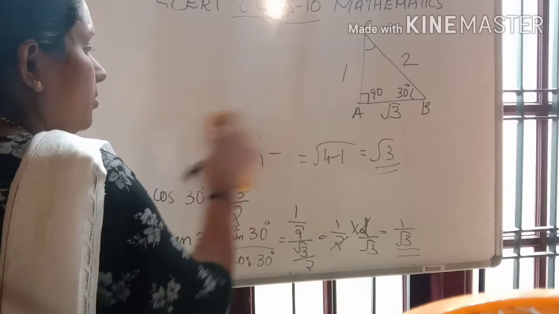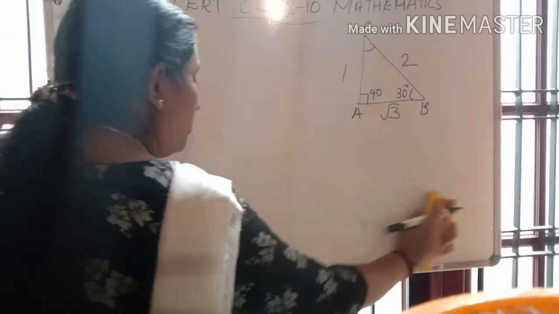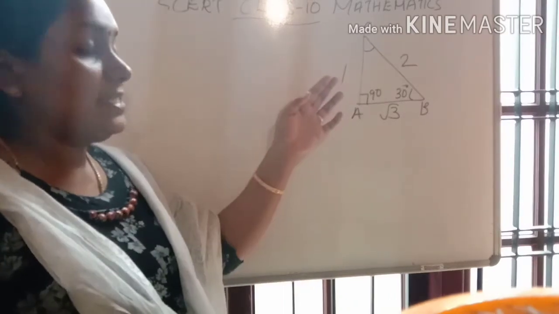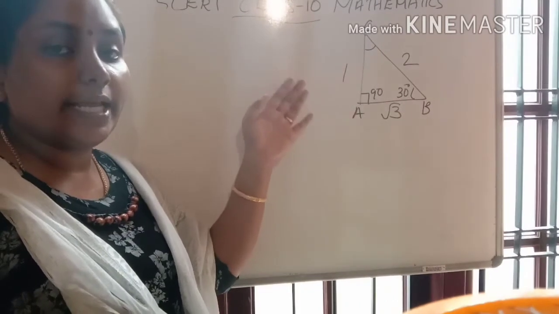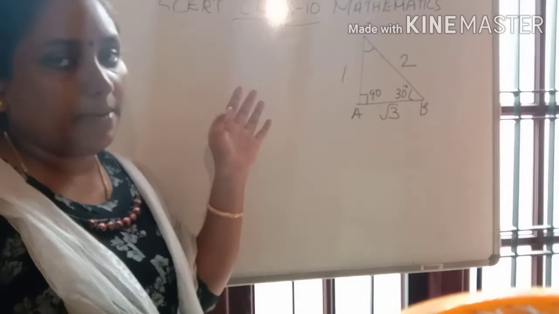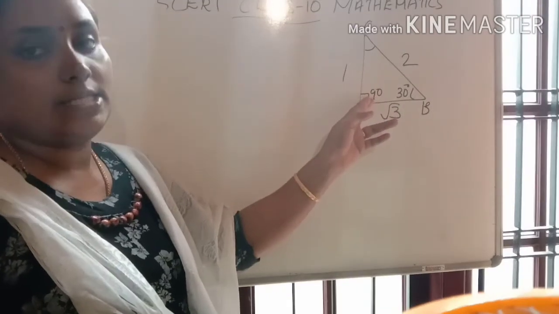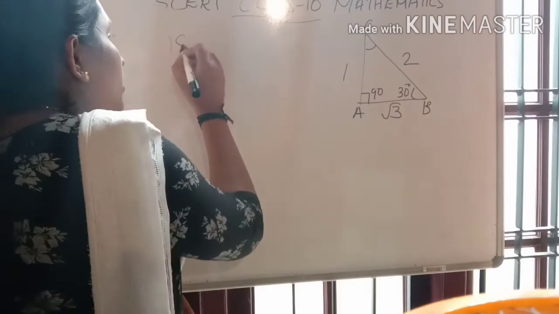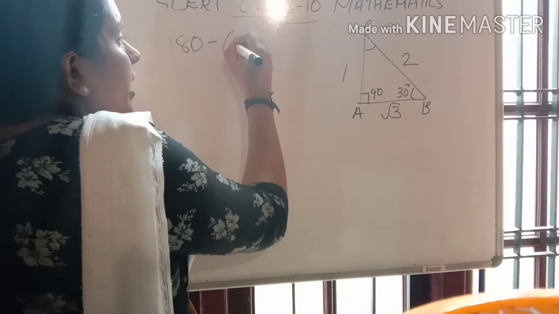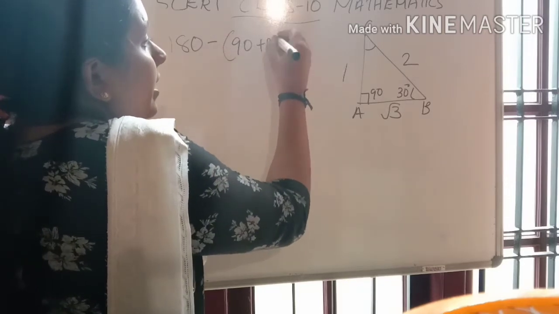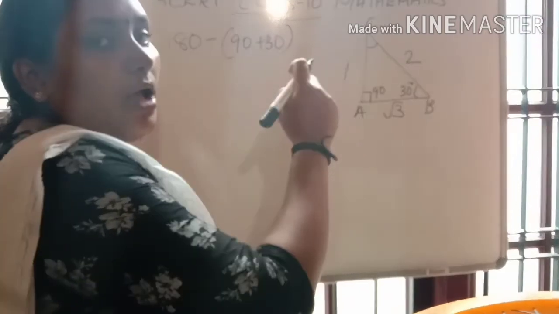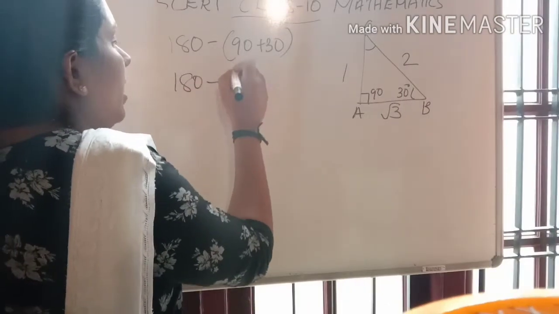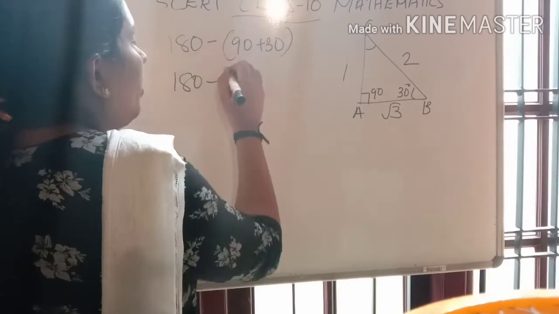See, the sum of the interior angles of a triangle is 180 degrees. Here one angle is 90 degree and here is 30 degree. So 180 minus (90 plus 30) will give the other angle of this triangle, that is 180 minus 120, which is equal to 60 degree. So this angle is 60 degree.